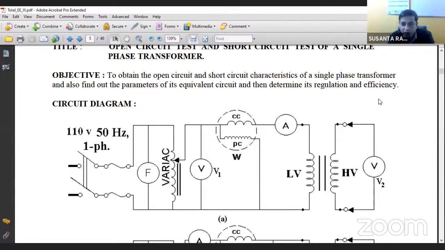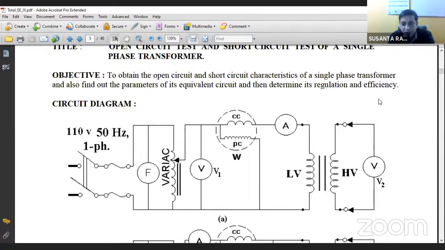Sometimes it is not possible to connect the meter on the low voltage side. Then what we do, we use a potential transformer, PT, and we can use our normal voltmeter. So that is one thing.